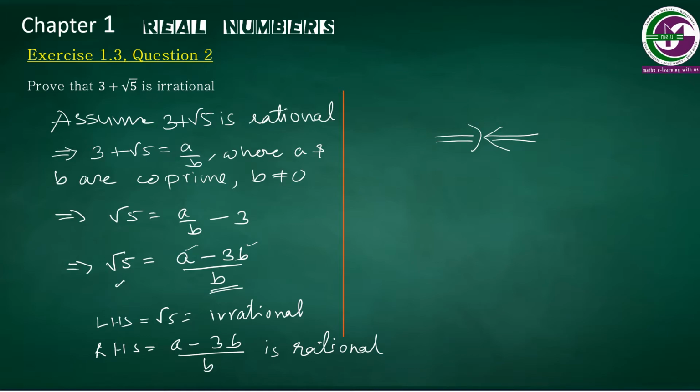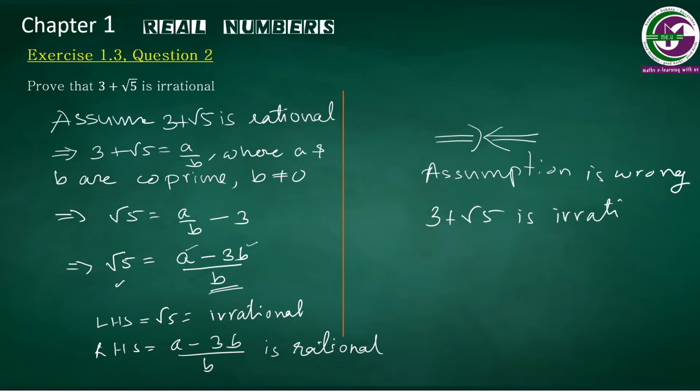That means our assumption is wrong. So the assumption is wrong. Then what is the correct statement? 3 plus root 5 is irrational. Clear?